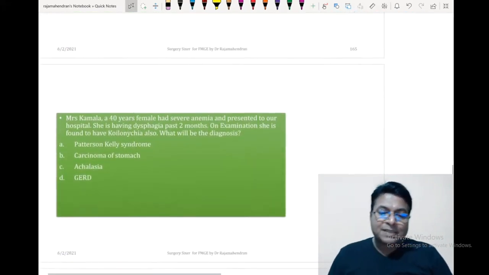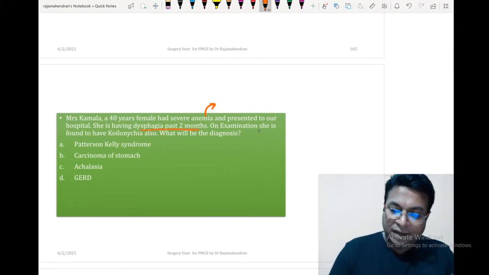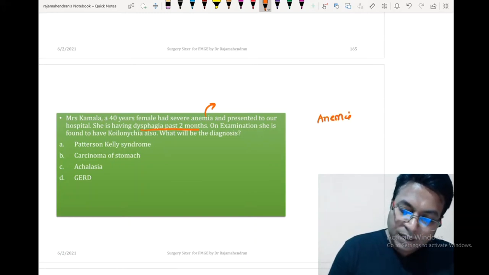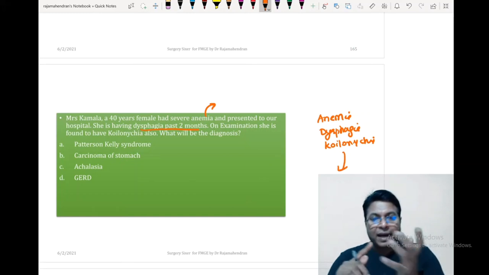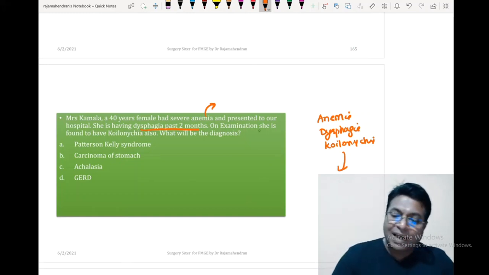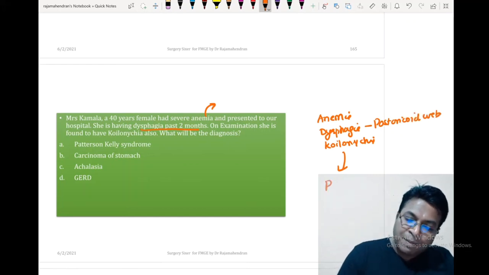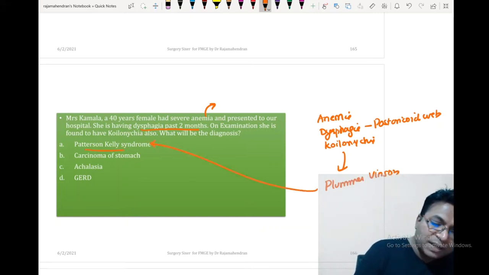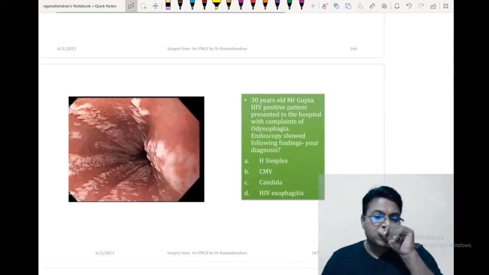Okay. Mrs. Kamala, 40 years female, had severe anemia and presented to hospital. She is having dysphagia for 2 months. Anemia, dysphagia. These are all catch points. Koilonychia. What is the syndrome now? Iron deficiency anemia. Post-cricoid web. They will have dysphagia due to post-cricoid web. This is known as Plummer-Vinson syndrome, also known as Paterson-Kelly syndrome. Both are same. Please don't forget. So this is a classical question for FMG exam.